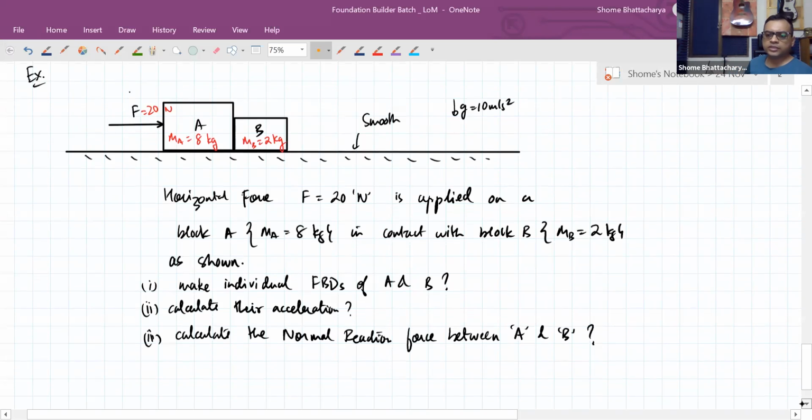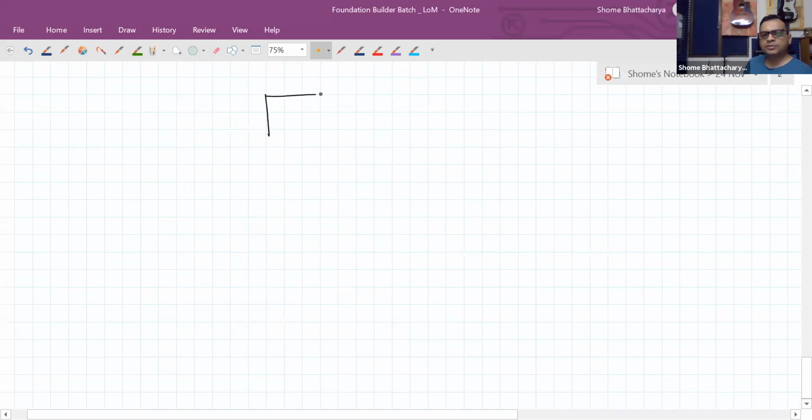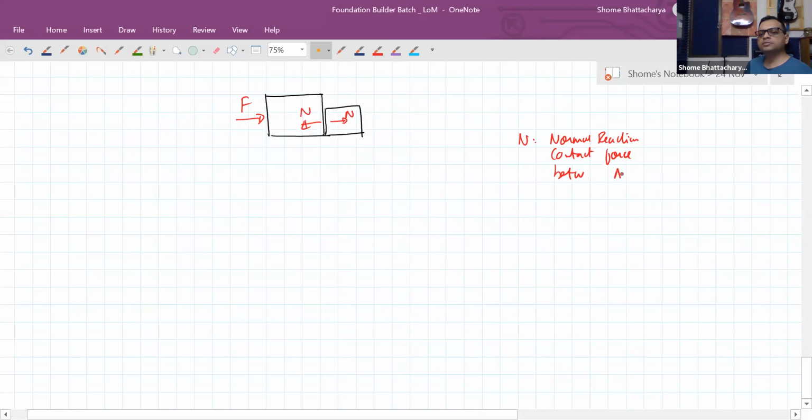Okay, so let's understand this in more detail. What happens here is that as we push this block with some force, this will push this block with some normal contact force. And by Newton's third law, this will push back with an equal and opposite force. So this N is the normal reaction contact force between A and B. Okay. And because of this, they will remain in contact.